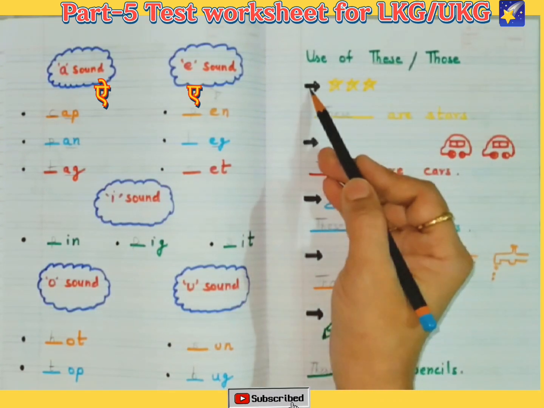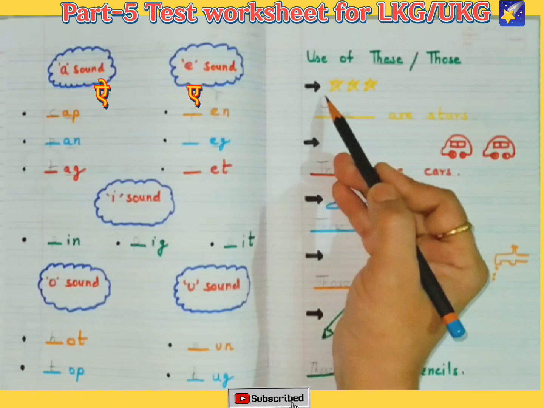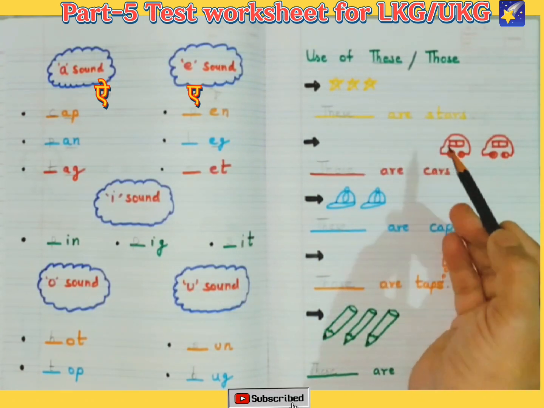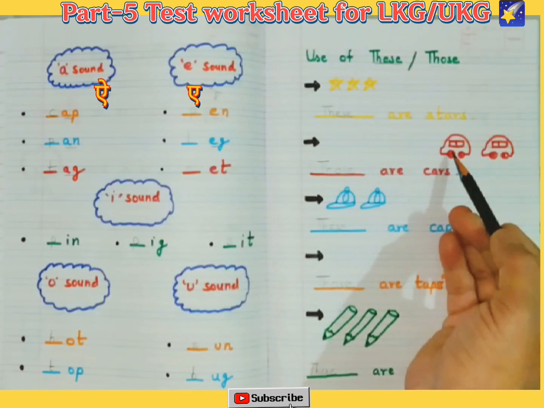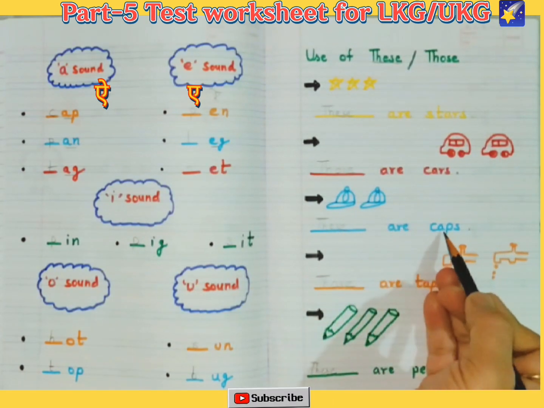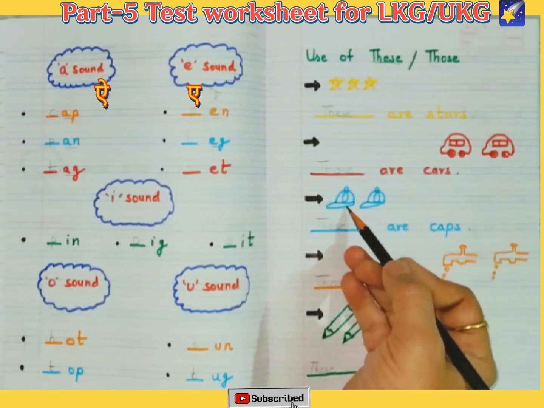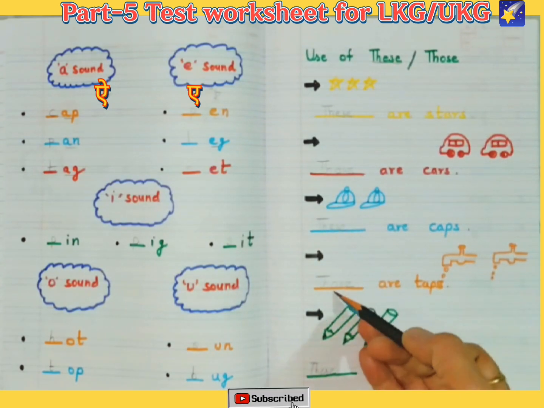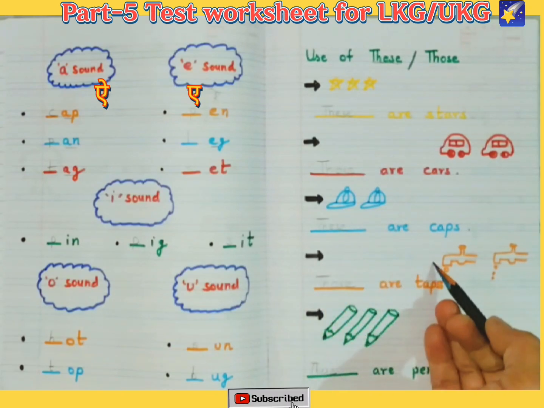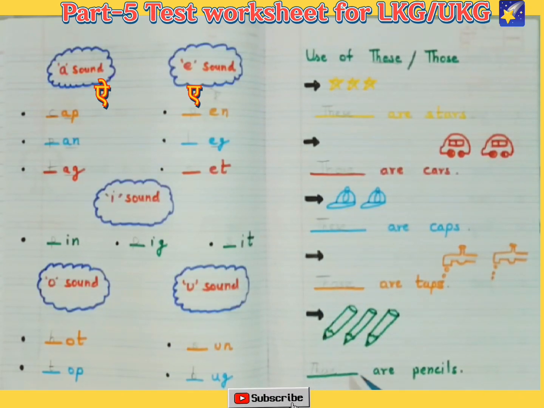These are stars because stars are near to the arrow. Those are cars because cars are far from the arrow. These are caps because caps are near to the arrow. Those are taps. Taps are far from the arrow. These are pencils. Pencils are near the arrow, so we use these are pencils.